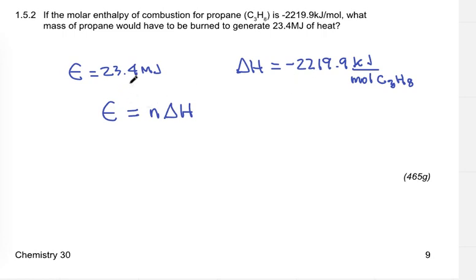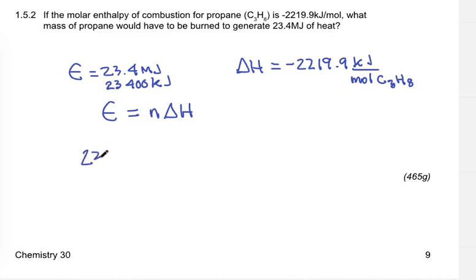Now, I want to put these numbers into the formula and solve for n, but there's a small problem. Our units don't match currently. One of these things is in kilojoules, the other is in megajoules. I'm going to take this mega and multiply it by 1,000 to get 23,400 kilojoules. And now we're good to go. Both of these are speaking kilojoule, and that's all right. If you want to turn this into megajoules per mole, go ahead. You'll get the same answer as us, but your work in the middle will just look a little different.